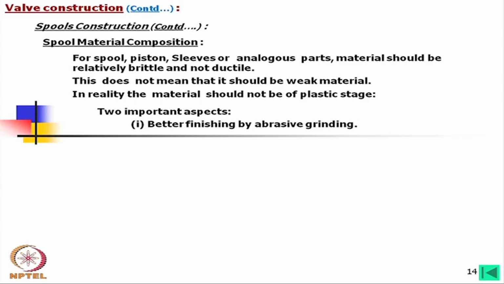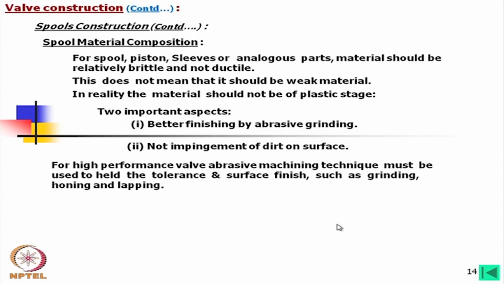Better finishing by abrasive grinding. So, first thing we should have very good finishing, and for the abrasive grinding brittle material will be better than the very ductile material. Secondly, no impingement of dirt on the surface. If it is ductile, then there is a possibility these particles will be impinged on the surface, and that will deteriorate the function of this spool.